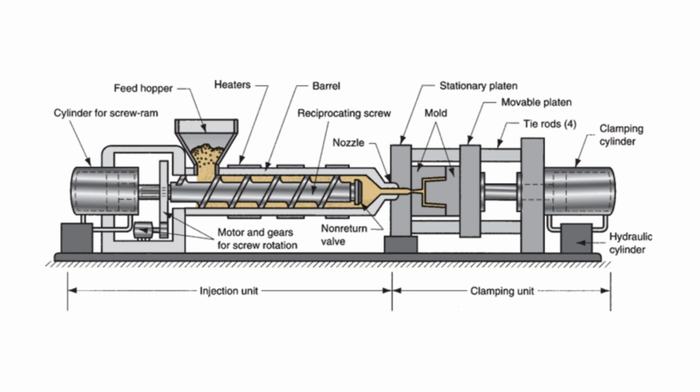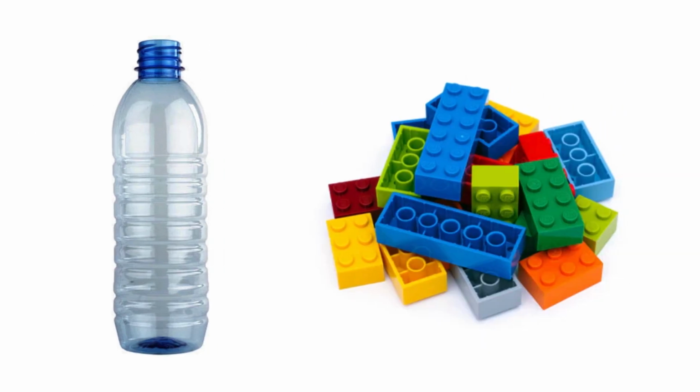The molded part, called a molding, is removed from the cavity. A lot of plastic products are made from injection molding, including all plastic bottles, bottle caps, and all Lego bricks, which is why I chose this as my last topic.